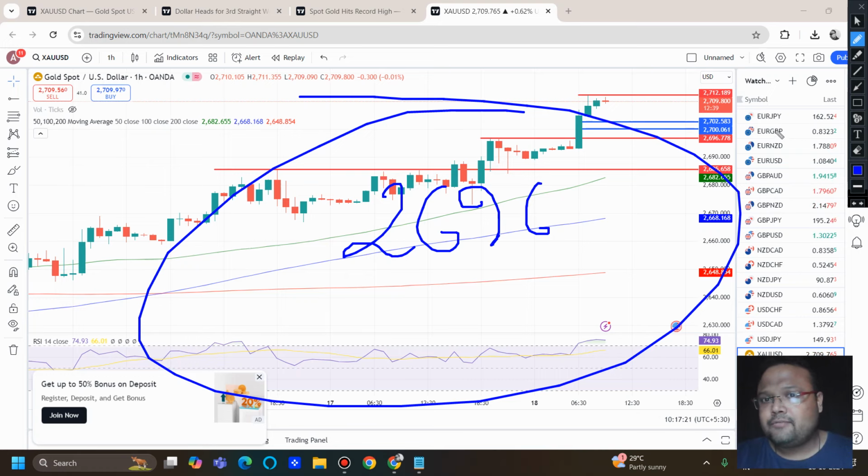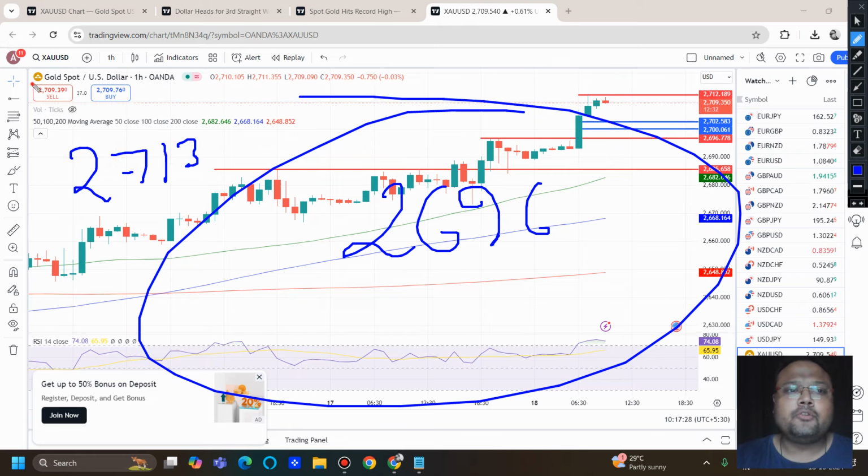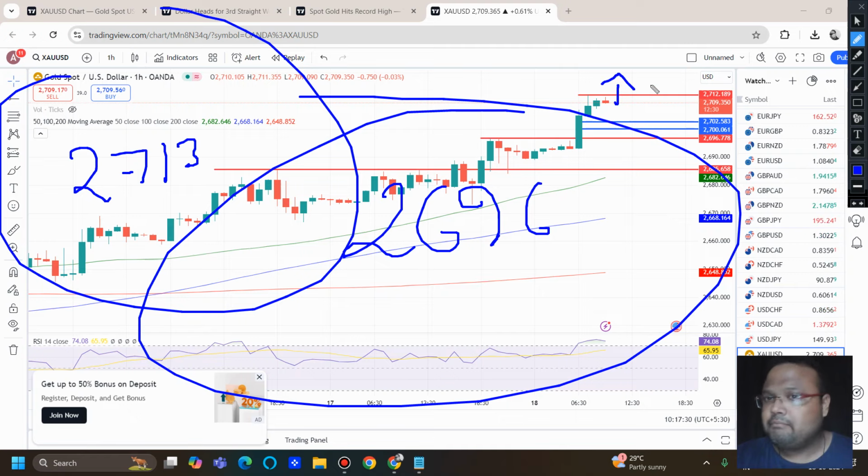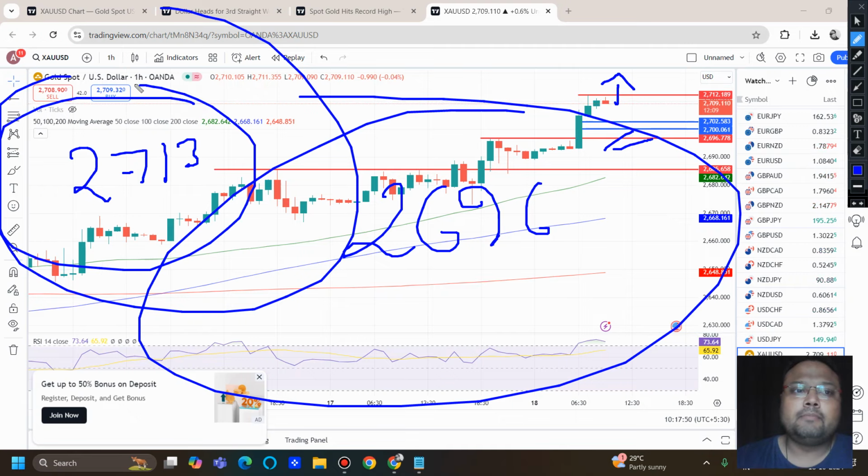And if the market doesn't come for retracement, then we can look for a buy at breakout above the 2713 area. Again, I'm repeating, my dear friends, as I always do, that buying at retracement is safer in comparison to buying at breakouts, because during breakouts there is also a possibility of a false breakout. So if you get a buy at retracement chance, then go for it. But if the market doesn't come for retracement, then obviously we cannot help it. In that case, we can look for a buy above 2713 as well.